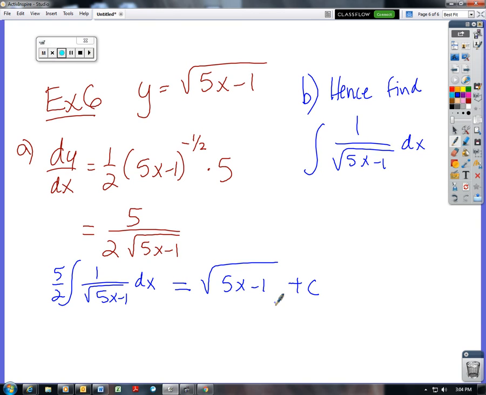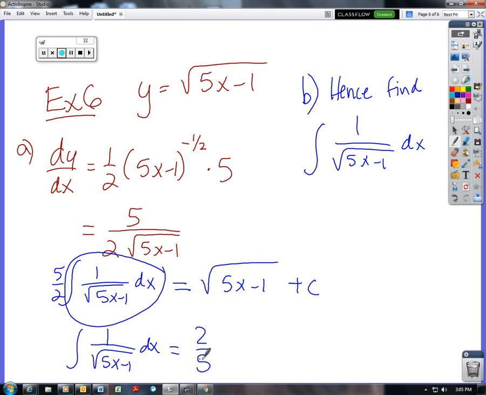In this case, they want us to find just the integral of dx over the square root of 5x minus 1. So they want us to just find that. Well, that's really easy, because all I have to do is get rid of the 5/2 by multiplying both sides by the reciprocal. So the integral of 1 over the square root of 5x minus 1 dx is going to be 2/5 times the square root of 5x minus 1. And I can just write plus c here, because if I multiply 2/5 times this c, I'm going to get another c. And that is just exactly what we got there.